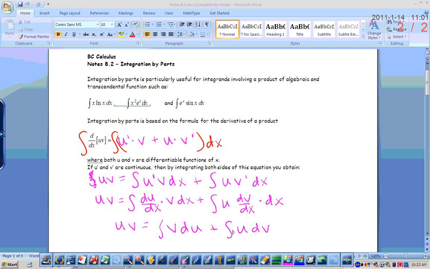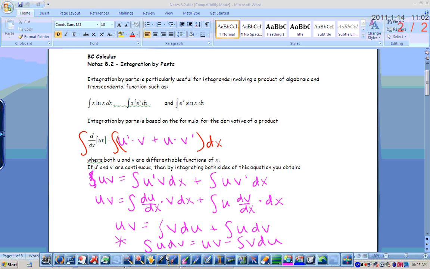And now I'm just going to solve this equation for the integral of u dv. So the integral of u dv equals uv minus the integral of v du. And that's your integration by parts formula. If you look down in the box right below that, that's the formula. But I just wanted to show you where this formula comes from.